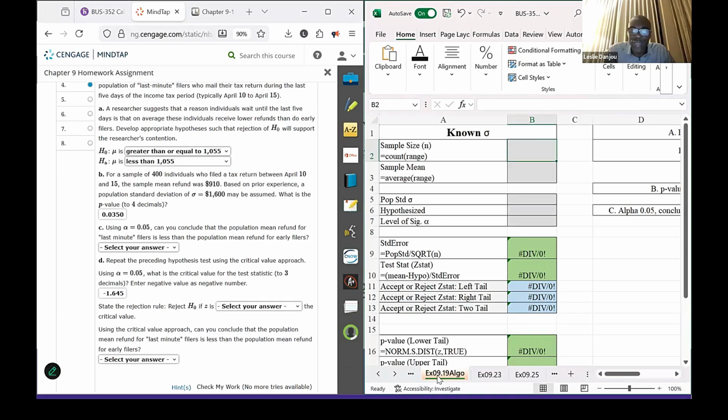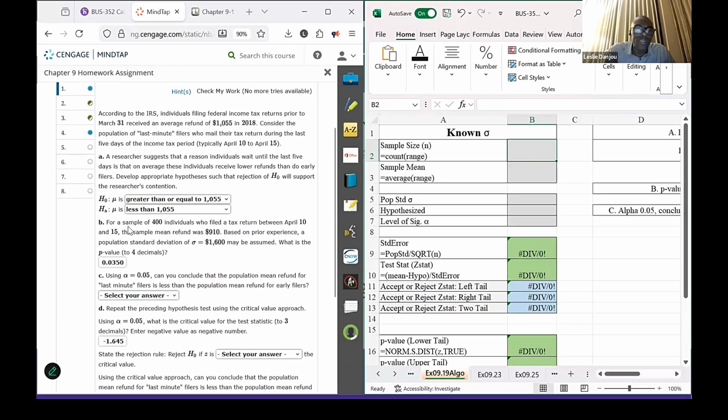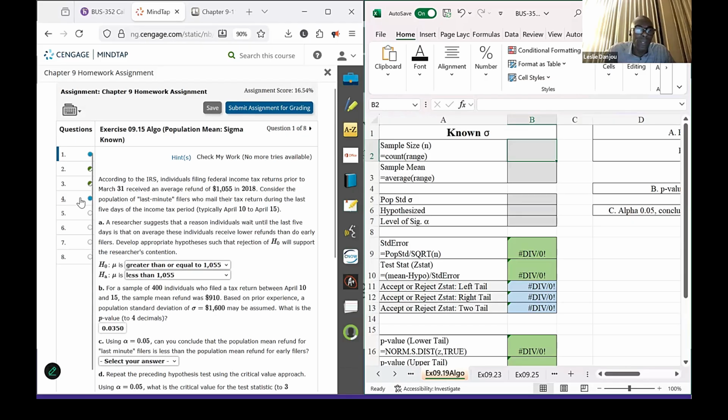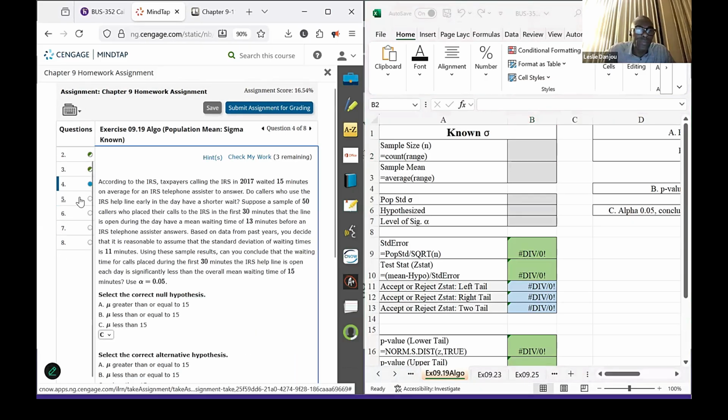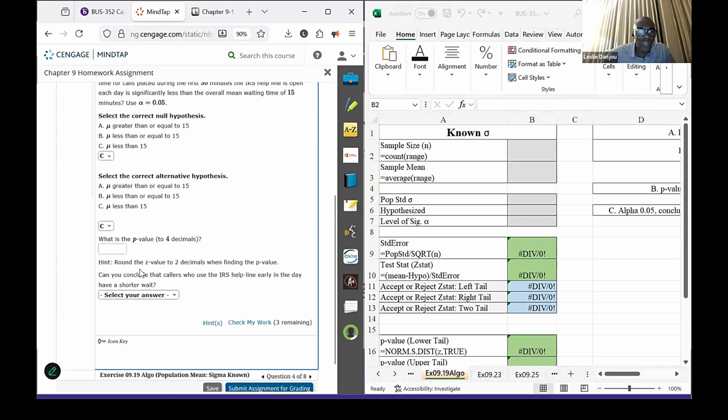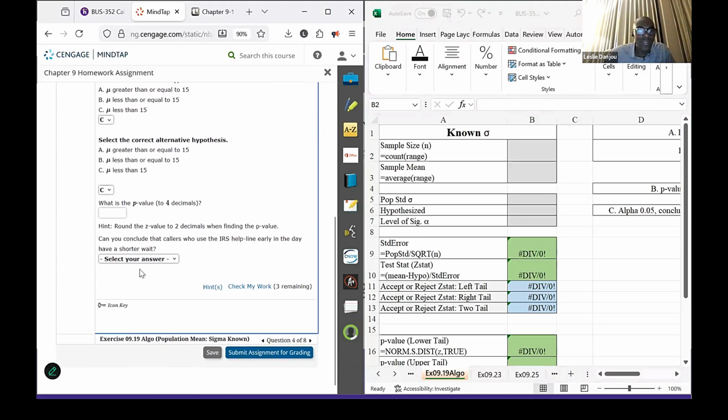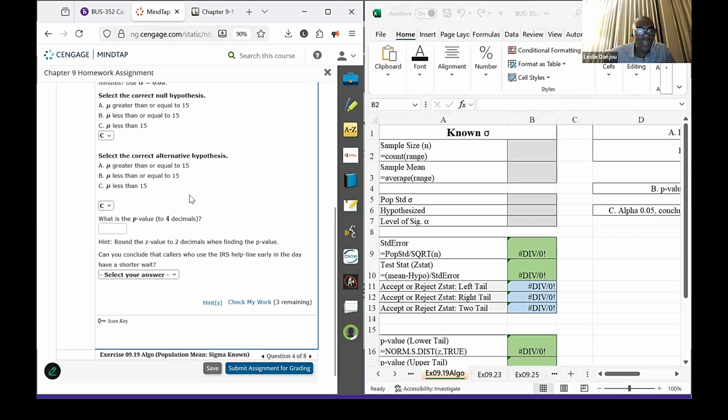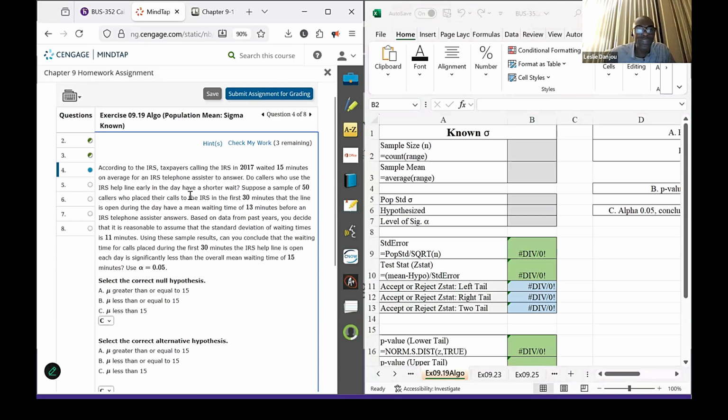All right, please, let's go to 9.19. Click through, bam, 9.19. And once again, this is another problem dealing with the IRS. Submit your taxes, submit your taxes. All right, so on this one, let's see what we got. ABC, all right, and all of this. Let's go through it.